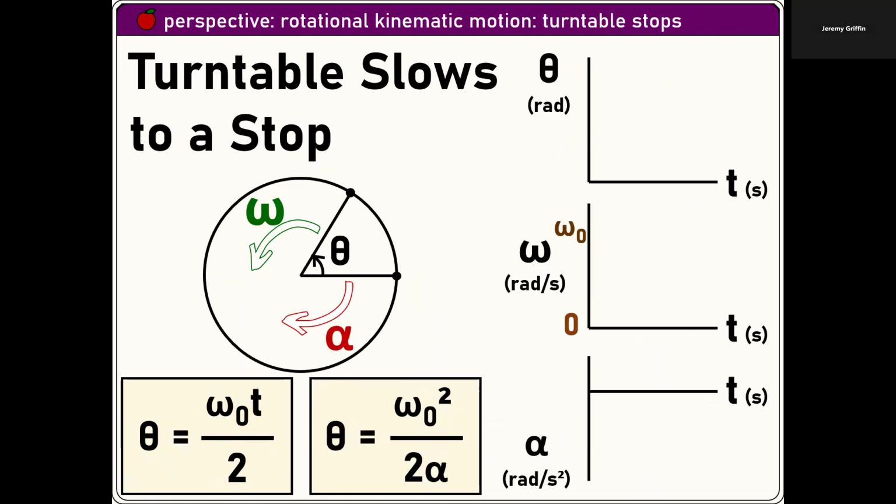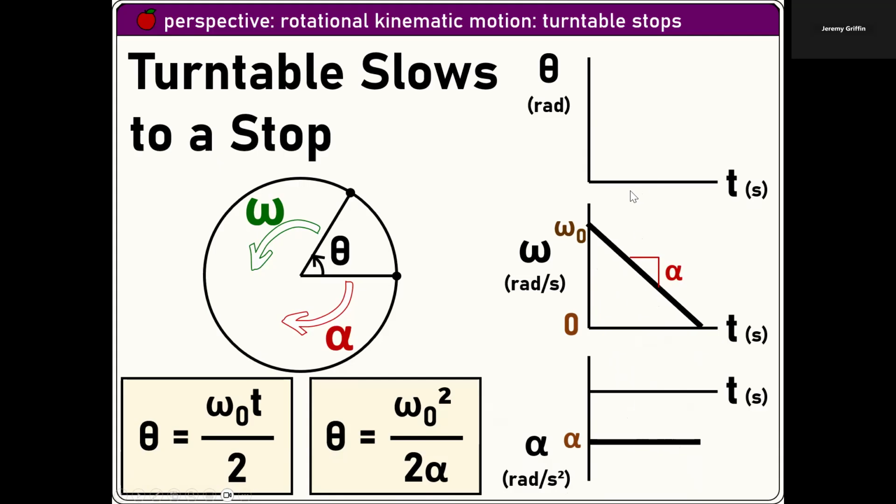How about a turntable that slows to a stop? We'll go through this kind of fast. Let's start with this one right here. Guys, what does omega versus t look like for slowing to a stop? It was spinning, now it's not. What does angular acceleration look like? So in this class, we're looking at uniform motion.